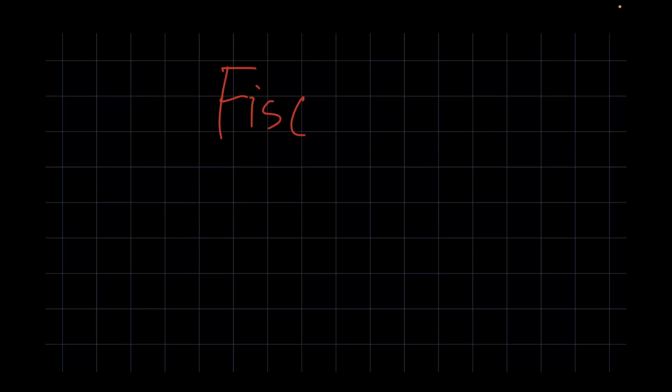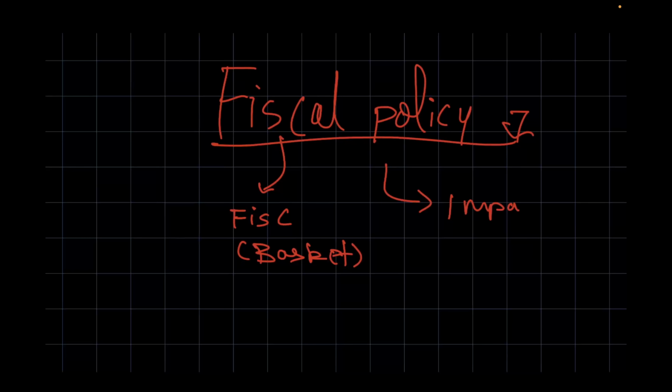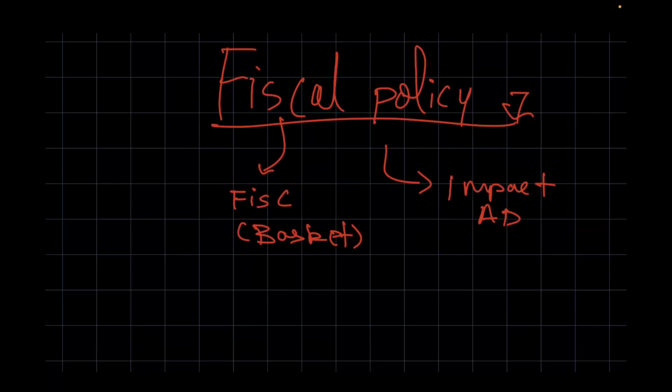In this video, we're going to be looking at the first kind of policies, macroeconomic policy, fiscal policies. So, what are fiscal policies? Fiscal is a word that's taken from a Greek word fisk, which basically means basket. So fisk means basket, so it's a set of policies that impact AD. The important part of these policies is that they are taken in order to stimulate the aggregate demand.